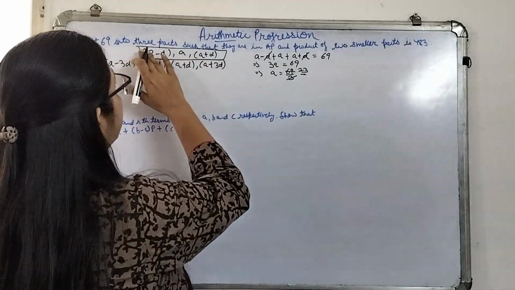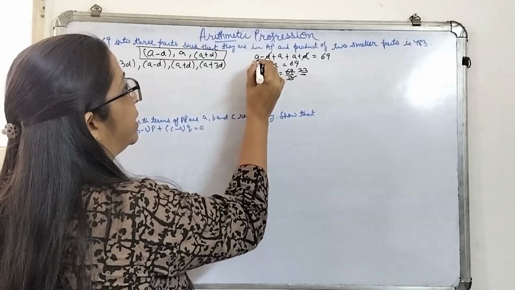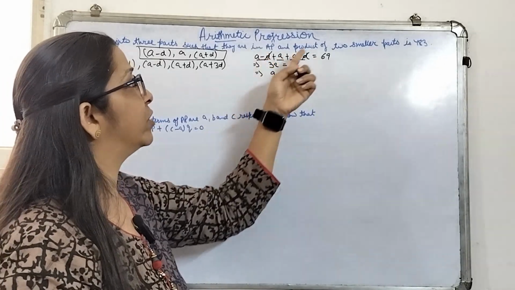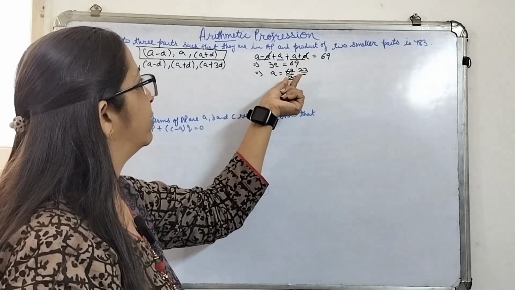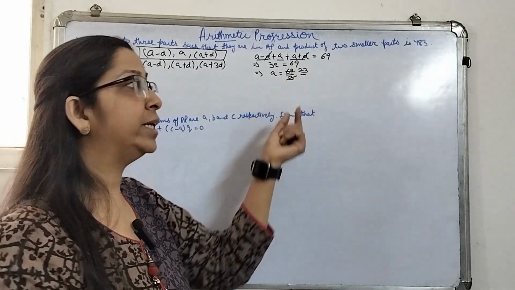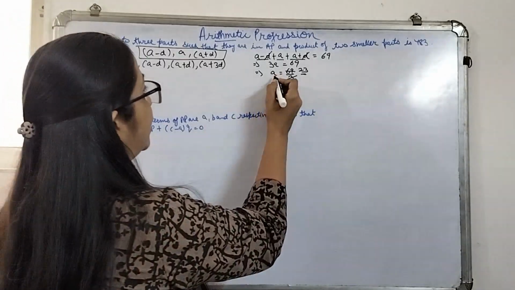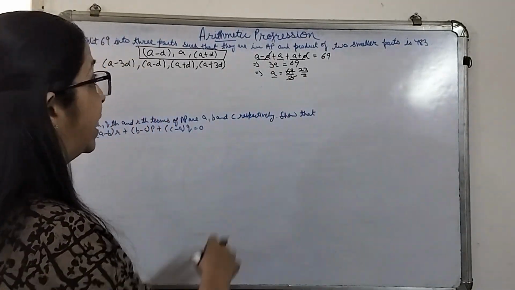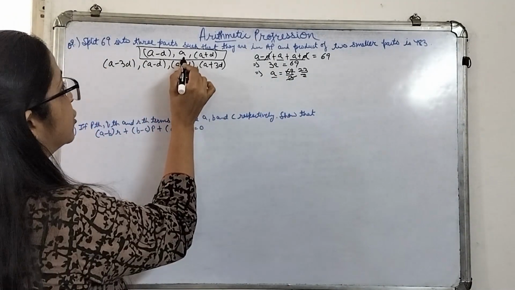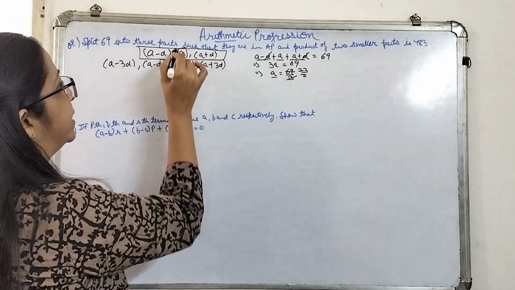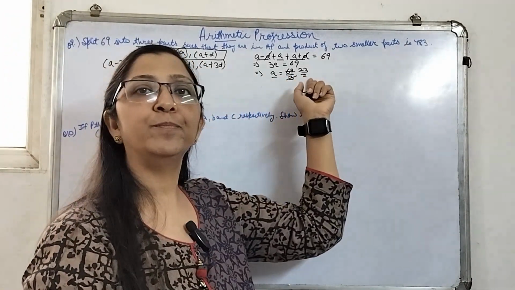That's the reason whenever 3 numbers are asked, we will be taking A minus D, A and A plus D, because when we add, one of the variables will be cancelled and we can find the equation in one variable only and easily find its value. Now the value of A is 23. A is not the first term. A is the second term. We can see from the AP, A is the second term. That means the second term is 23.